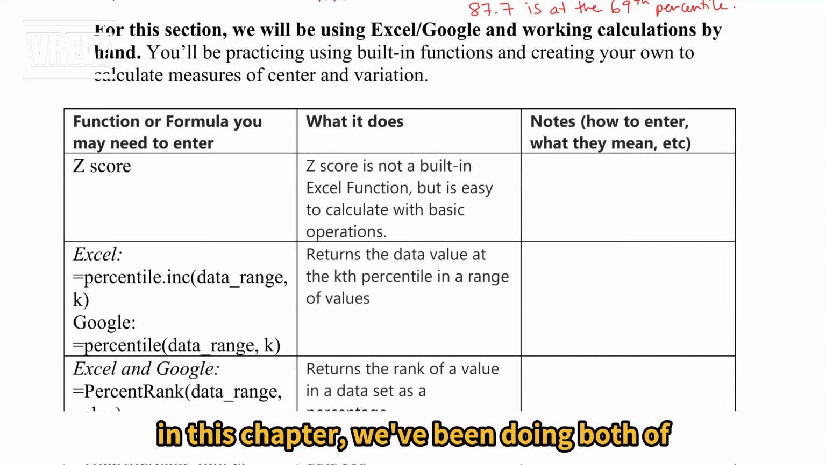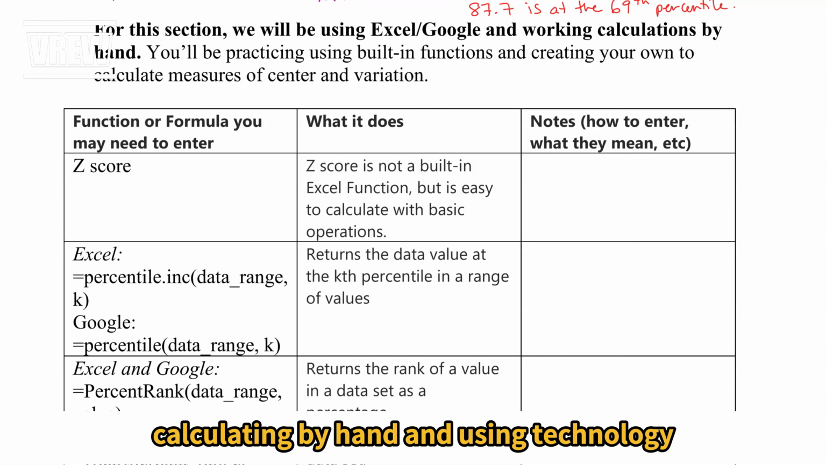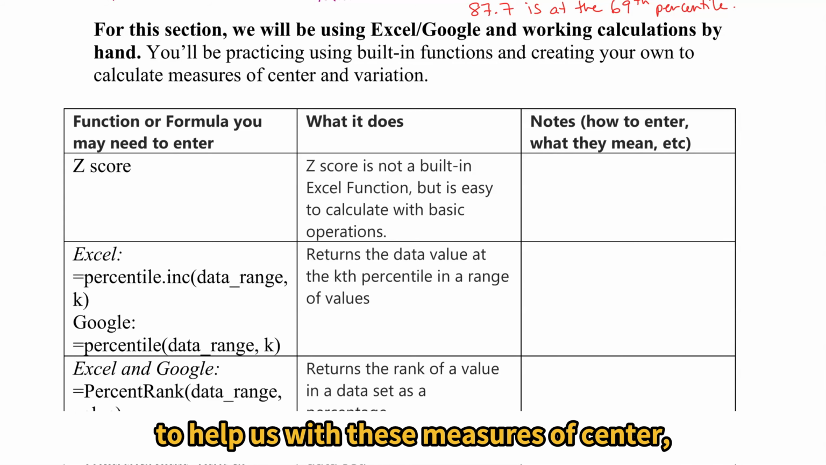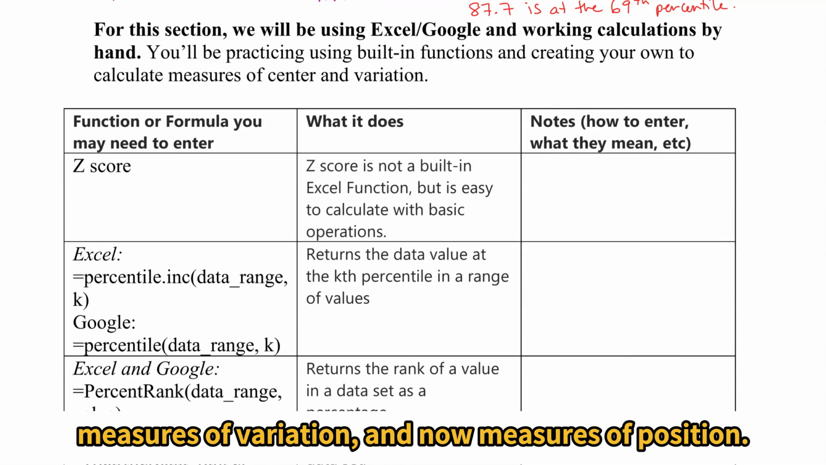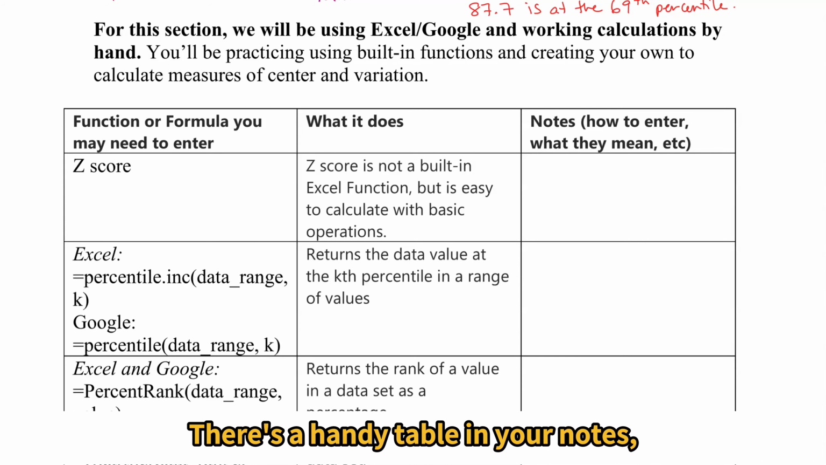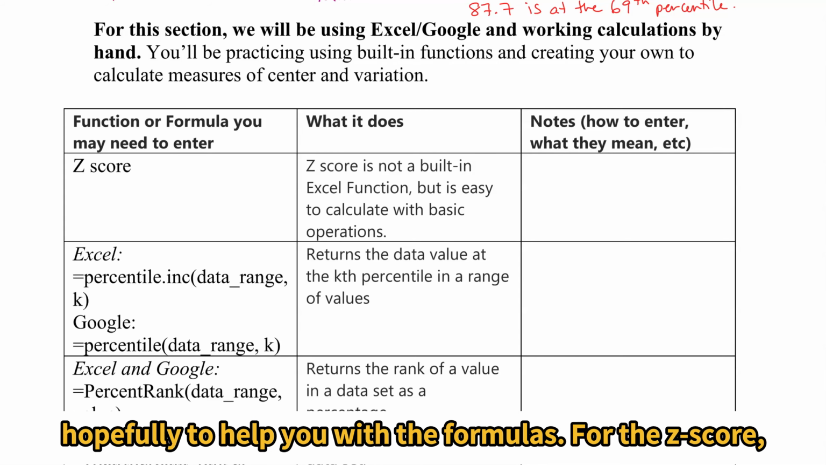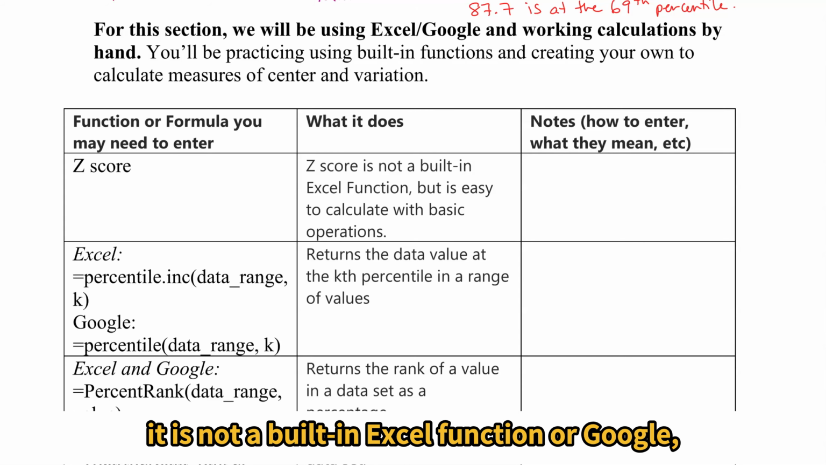In this chapter, we've been doing both calculating by hand and using technology to help us with these measures of center, measures of variation, and now measures of position. There's a handy table in your notes, hopefully to help you with the formulas. For the z-score, it is not a built-in Excel function or Google.